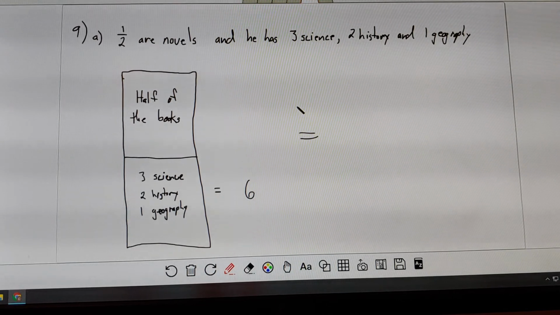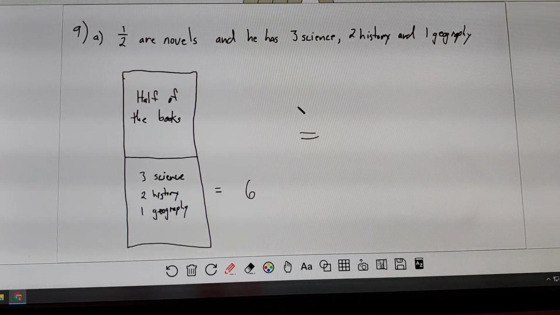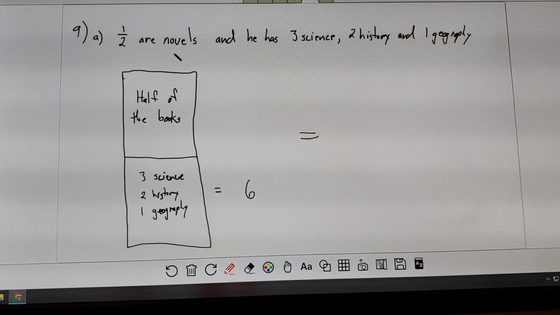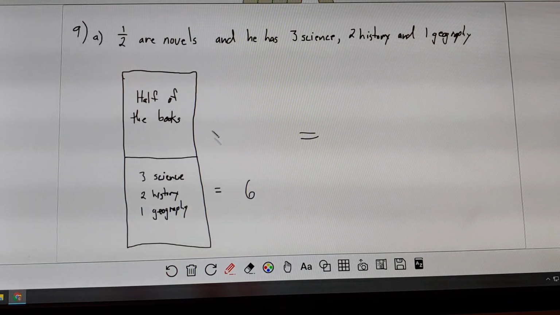Okay, number 9. I always get questions about number 9, so I did both of these for you. So number 9 tells you that you got your backpack, half of the books are novels in there. So one half of all the books are novels. And then you also have 3 science, 2 history, and a geography. So here's the inside of your backpack in my wonderful drawing.